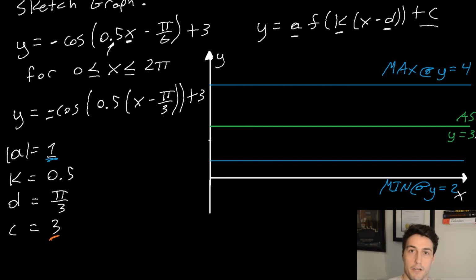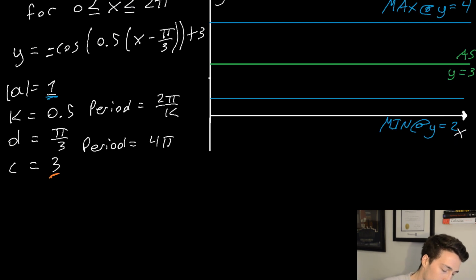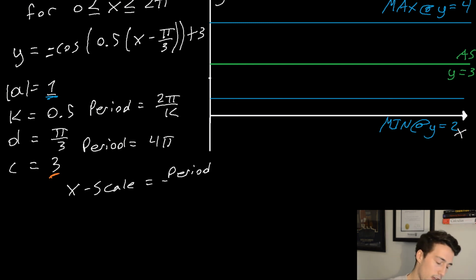So now we're going to look at the period. The period in this case, again just like last time, is 2 pi over k. Since our k is 0.5, our period is going to be 4 pi. Now we can do our x scale, and our x scale is equal to period divided by 4, because there's kind of 4 parts for a trigonometric function, and the x scale is going to be equal to pi.